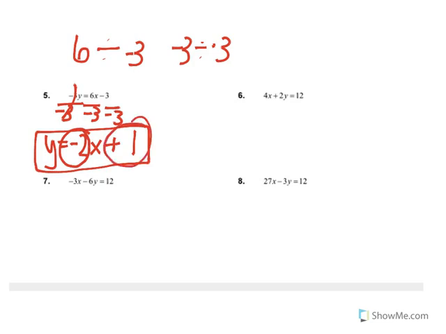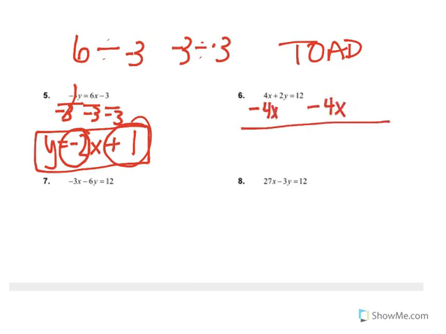Let's try number 6. Toad, take the x over and divide. So right now we have a 4x here on this side. So let's subtract 4x. I'm going to subtract 4x over here. So these cancel out. 2y, and when I subtract that 4x, I'm going to put it right in front of the 12, is equal to -4x plus 12.